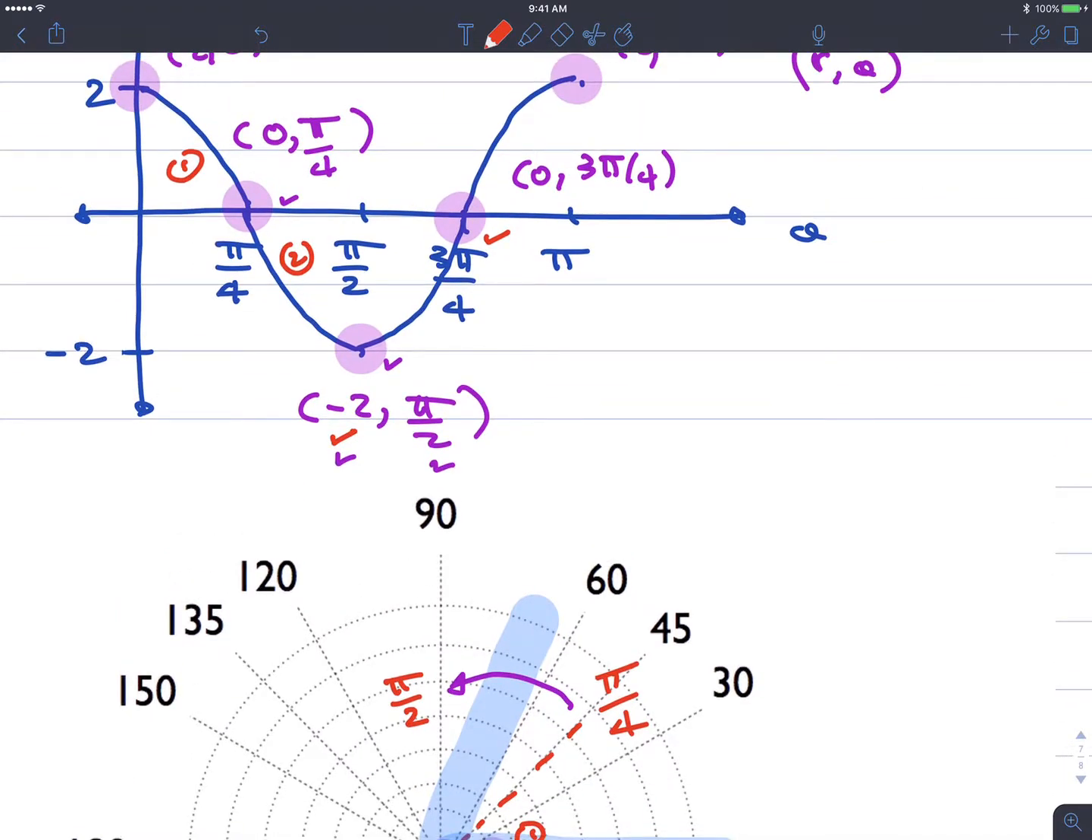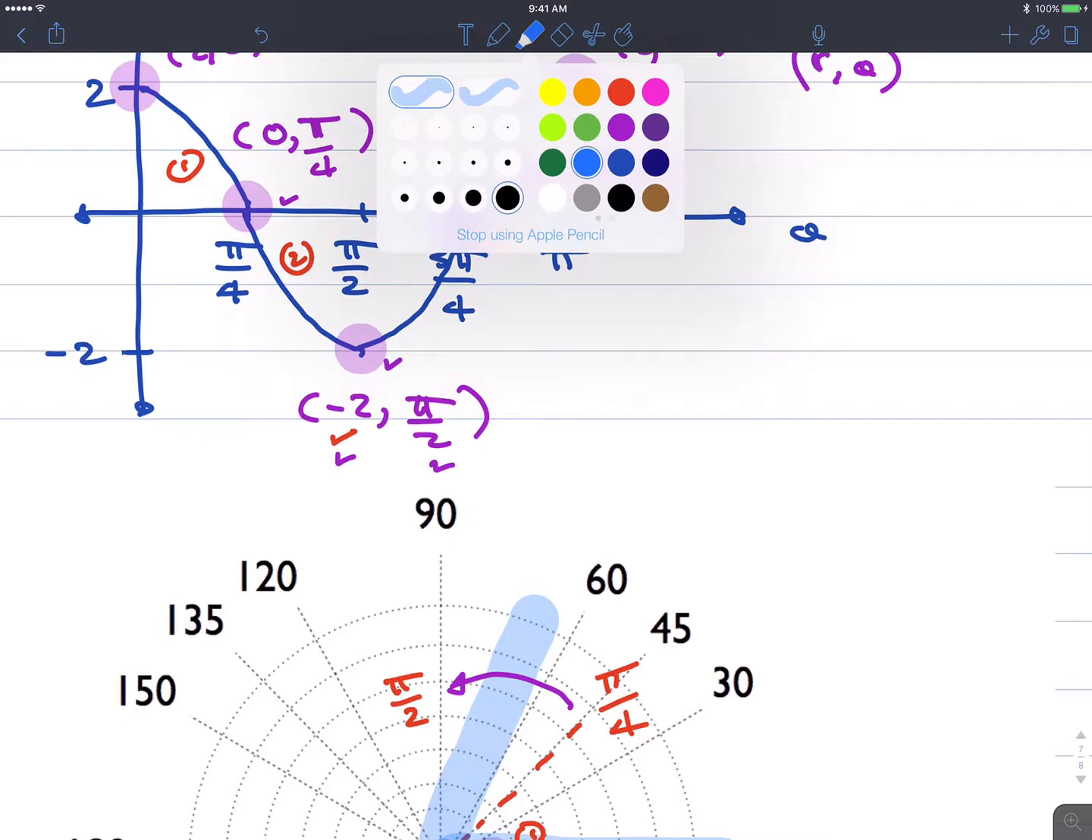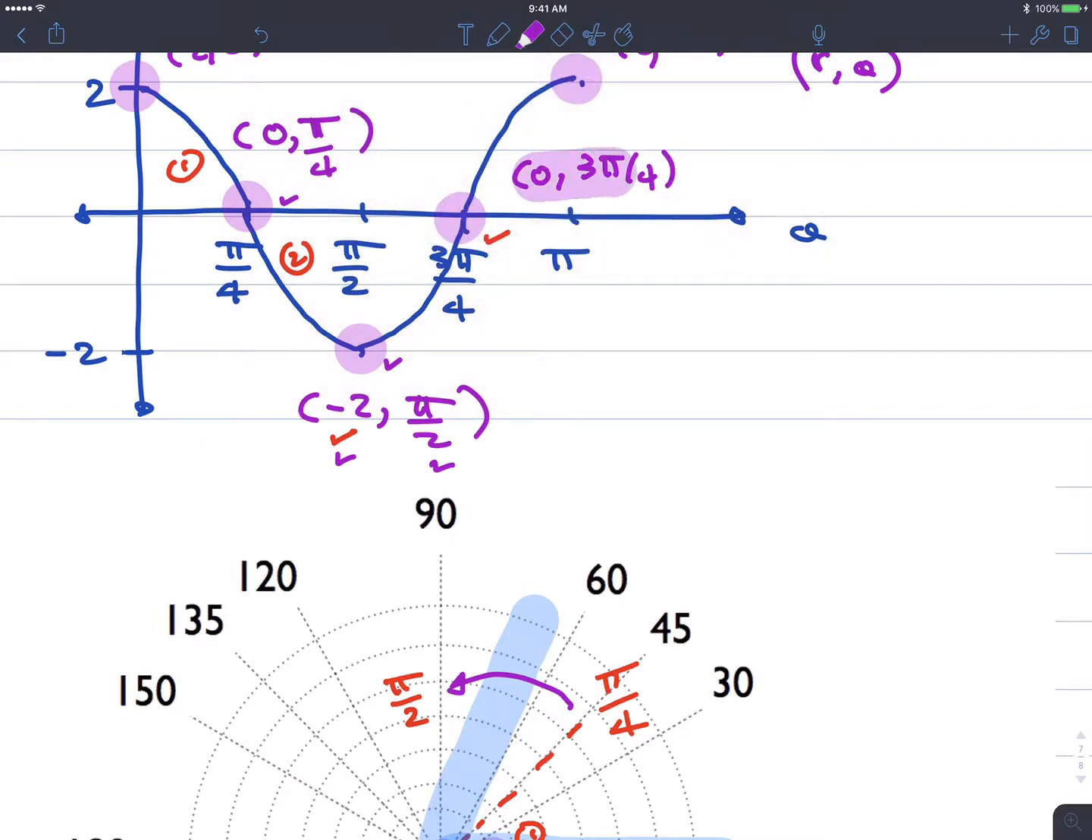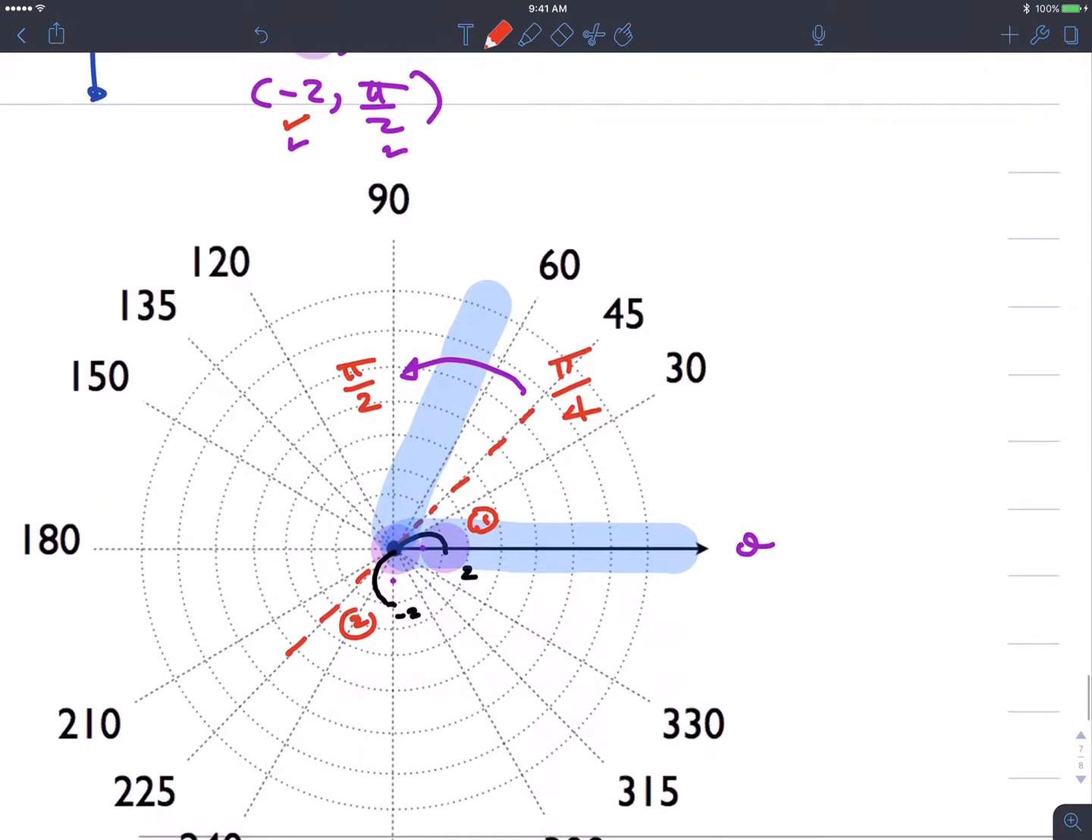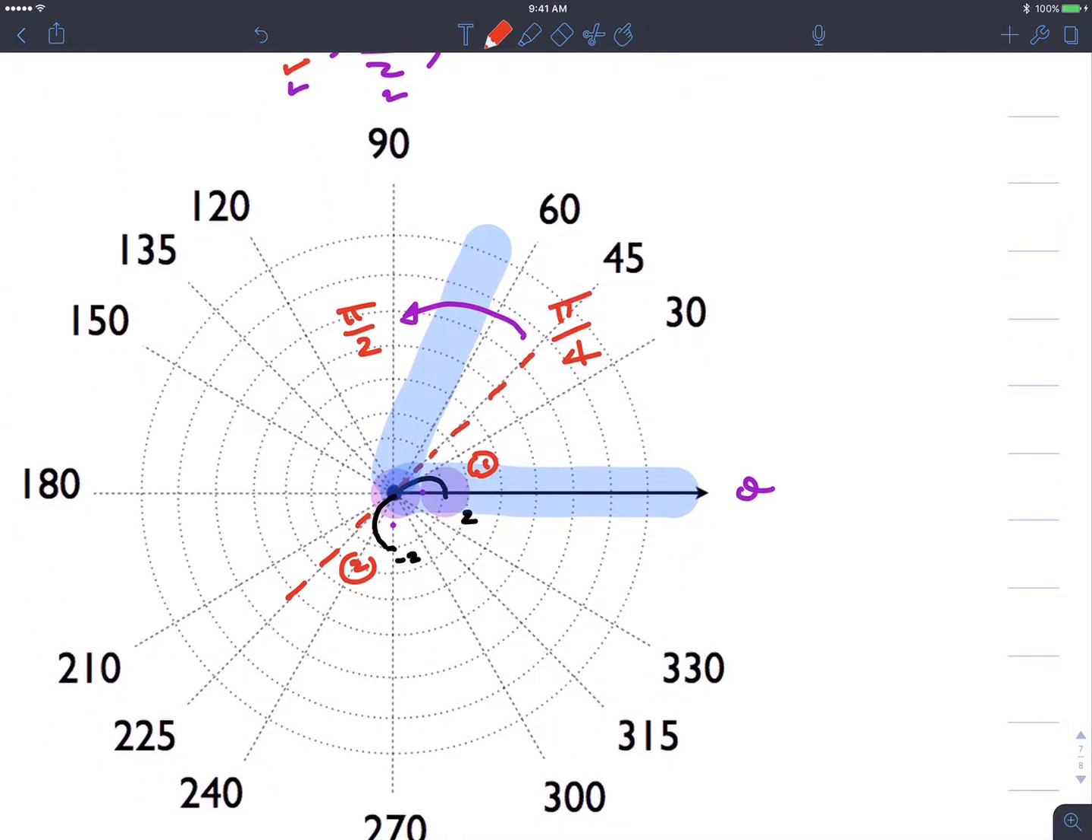This is the point that we're looking at. 0, 3 pi over 4 now. This is where 3 would be. So 3 pi over 4 is somewhere over here, to remind you guys.